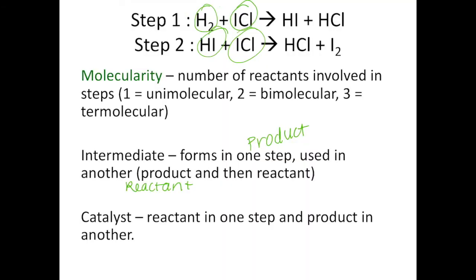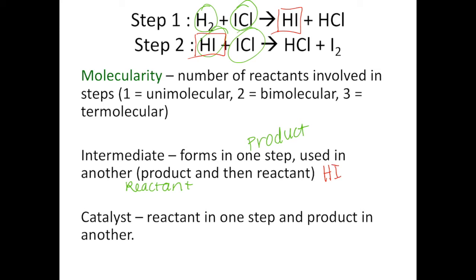So if we look up at step 1 and step 2, something that I form in one step and then I get rid of is my HI. It's a product, and here it is again as a reactant. So I formed hydroiodic acid, and then I used it in step 2 to form my actual products. So I won't see it in my overall reaction, but it forms and it's there and then it's used. That's an intermediate.